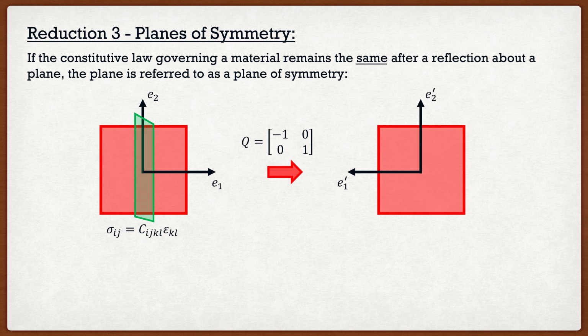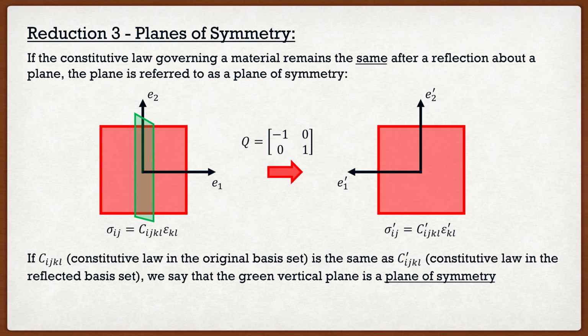What this means is if I were to reflect that E1 axis about this plane of symmetry, so if we look at the transformation after, the E1 prime now points in the opposite direction, and this is governed by this specific material behavior. This is a plane of symmetry if Cijkl is equal to C prime ijkl. So basically after that reflection about the plane of symmetry, that C matrix does not change.